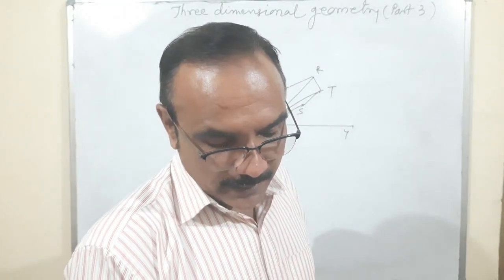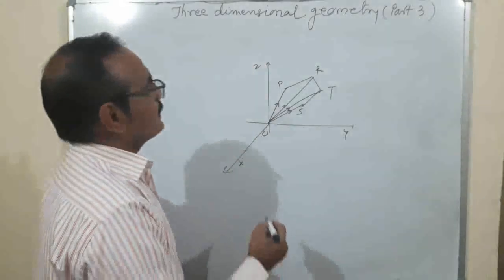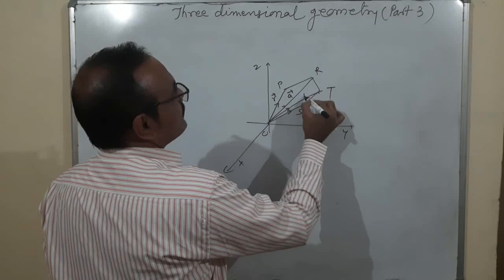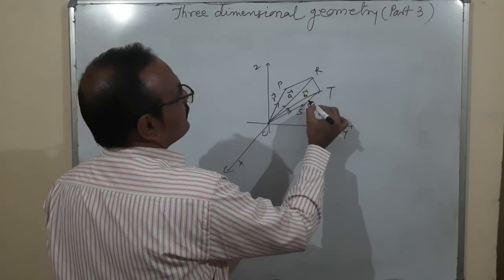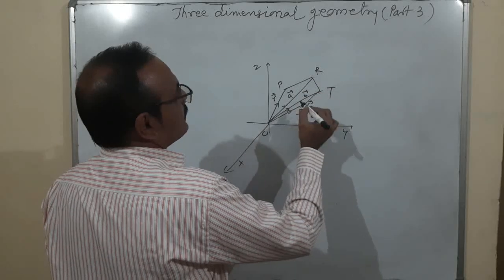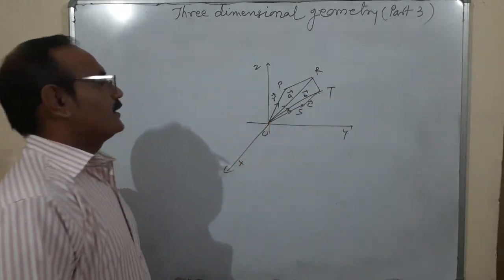R minus A, R, S, T. This is vector R. Here's a vector A, it is vector B, and that is vector C. Vector A, vector B, and vector C. This vector C. Is it okay?